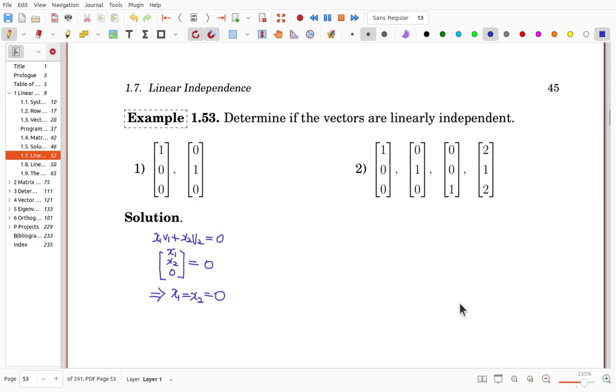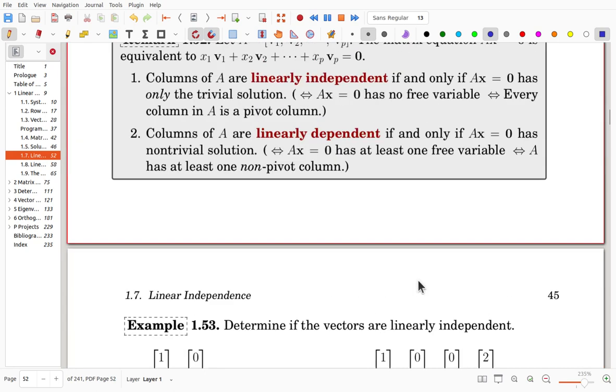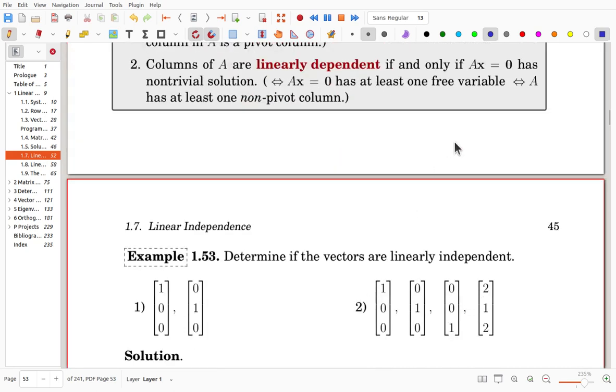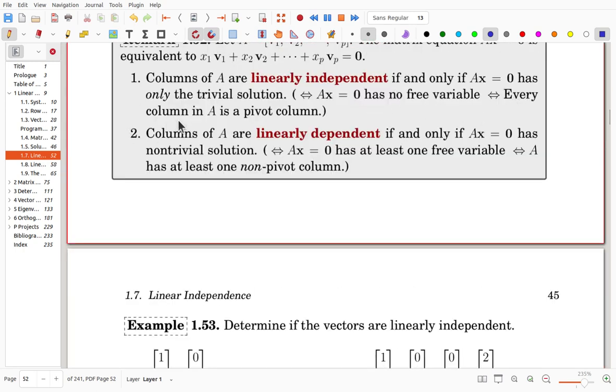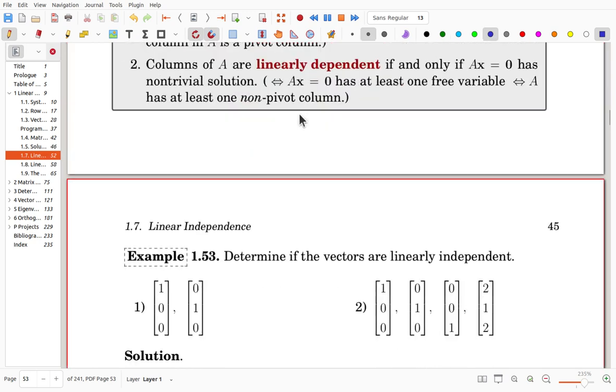independent. Also, here, every column of A is a pivot column. Once you collect these two vectors, then this will be a pivot and that will be a pivot for the resulting matrix A. So every column has a pivot, so it must be linearly independent.